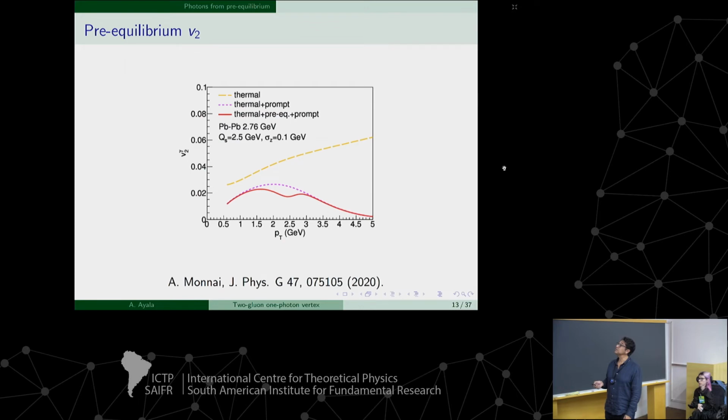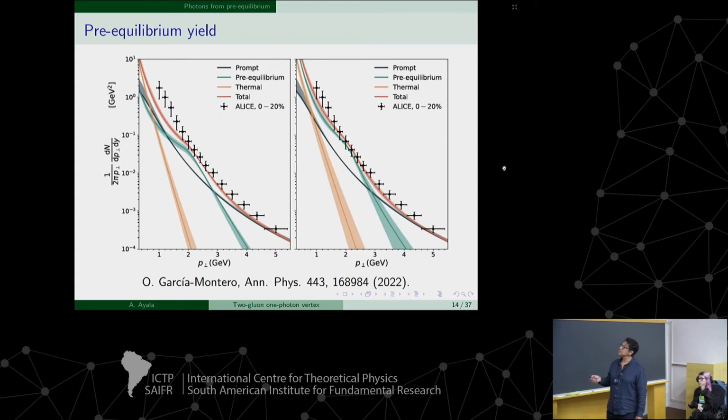This is shown, for instance, in this calculation by Monai. You see the idea of computing everything, photons from all of the possible sources, thermal, pre-equilibrium, and prompt, gives you this red line, which is worse than what the data show. Although the yields, which, for instance, were computed in this reference, improve a little bit. So if you include the pre-equilibrium photons here, you get closer to data. And if you do a little bit extra, you imagine that there is an extra enhancement of photons along the longitudinal direction, then you also get closer to this.